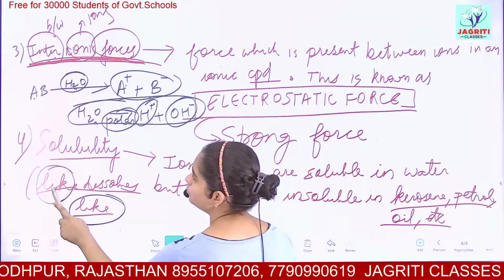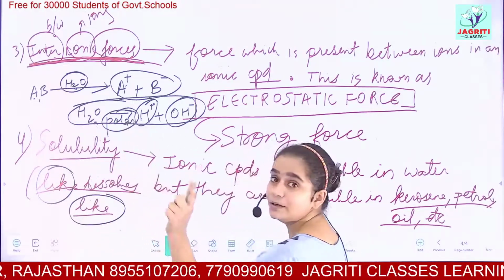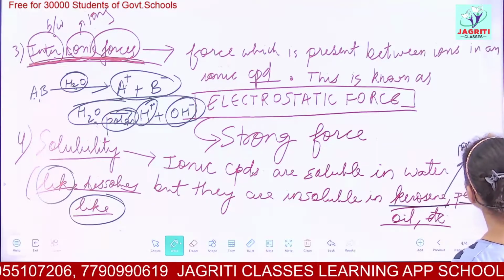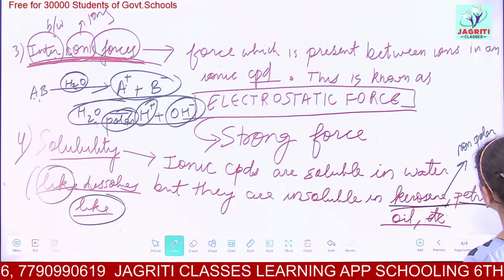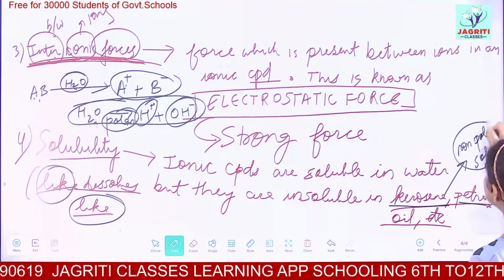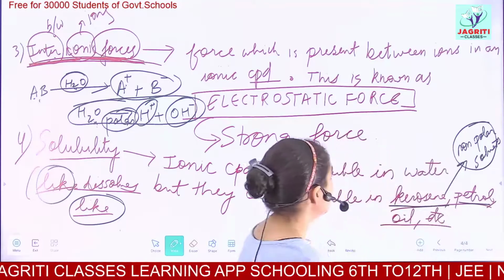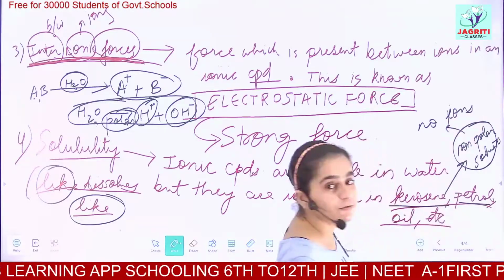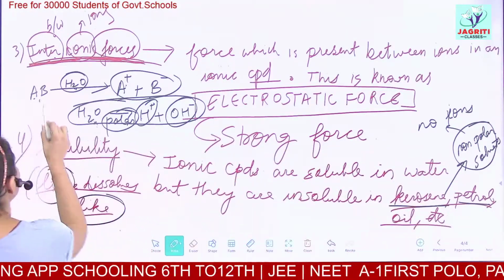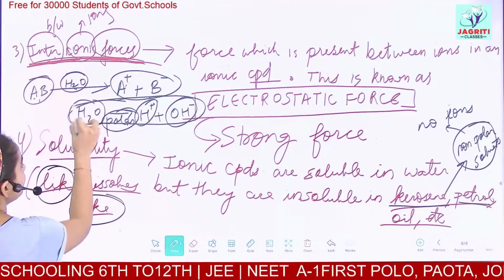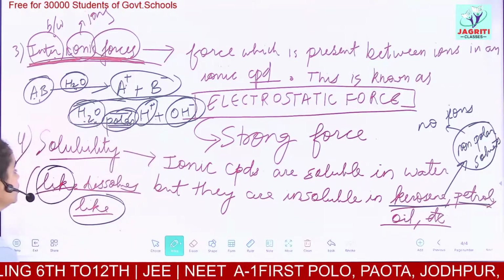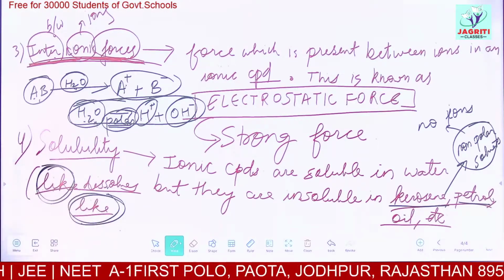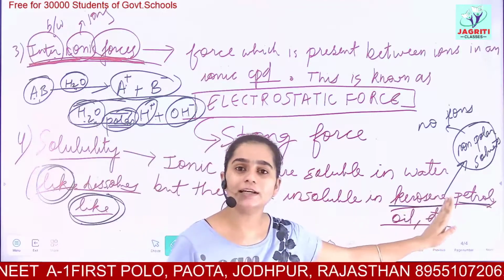So this ionic compound is soluble in polar solvents. But kerosene or petrol are non-polar solvents. That is, these solvents will not break into ions. Non-polar means they form no ions. They never form ions. So we say that if you take an ionic compound and your solvent is polar, that is, it can form ions, then like dissolves like. So an ionic compound is dissolved in polar solvents and not in non-polar solvents.